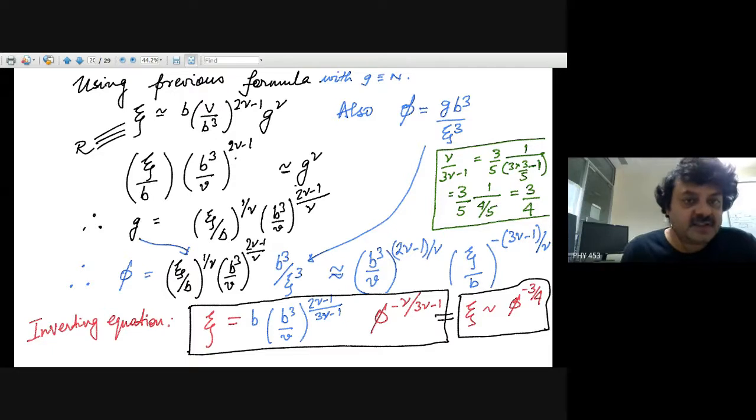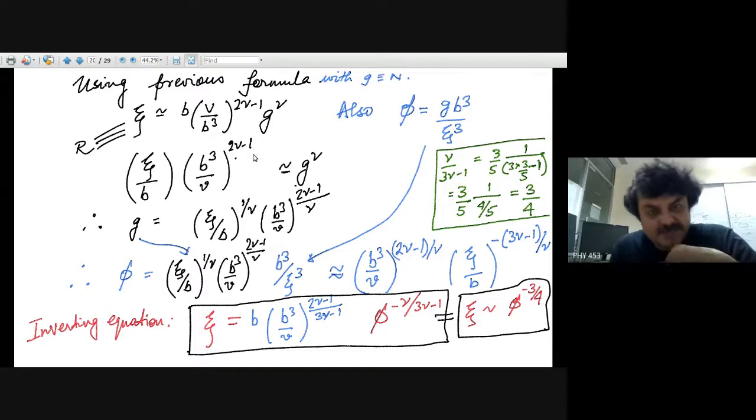This in general will hold true. And so you have this equation and this equation. From this equation, what we are doing is taking this expression to the left hand side of the equation. So zeta by b, this b comes here, then this b cubed goes to the numerator, and nu minus 1 stays intact, because you have already inverted it.